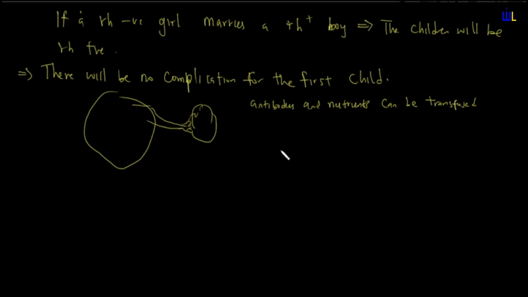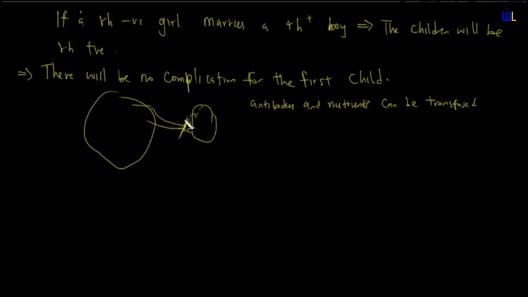Okay, good. So now, where does the complication start? Now, during the birth of the first child, when the umbilical cord is cut, there's usually an interaction between the blood of the child and the mother. Before we start writing, let me just explain. When the child is born now, they have to cut the umbilical cord.